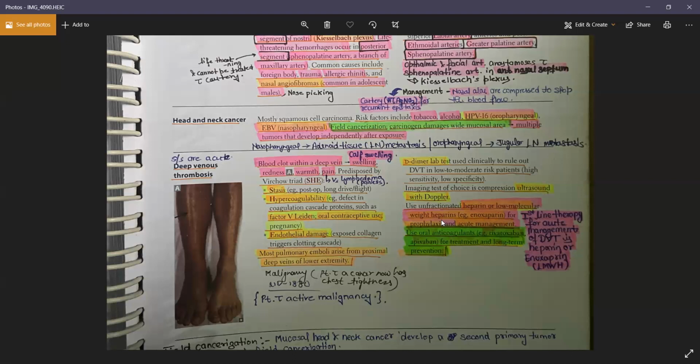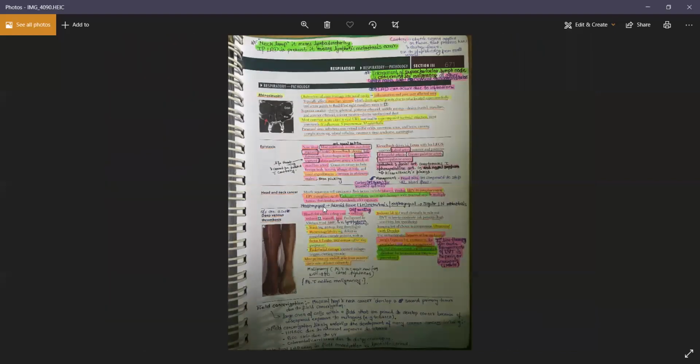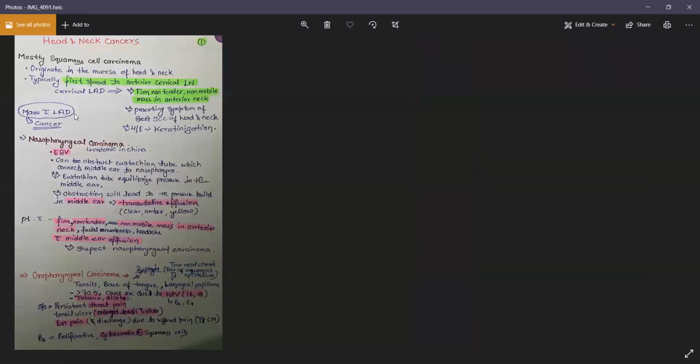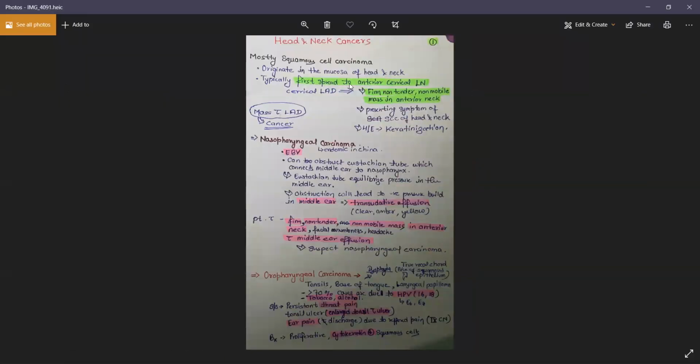Okay. Right. So that was about deep vein thrombosis. Any doubt, please ask? No, thank you. So any doubt anywhere on this page? No, thank you. That was about the head and neck cancers that we have discussed.